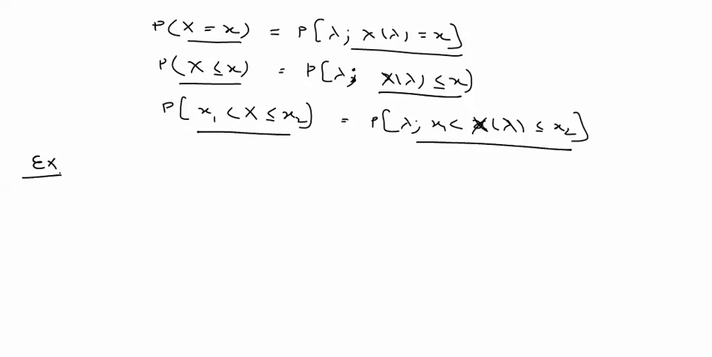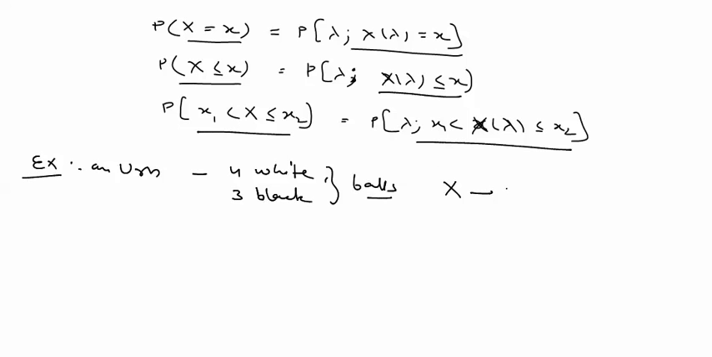Now take an example to make this further clear. I take an urn containing 4 white balls and 3 black balls. Two balls are drawn successively, with X denoting a random variable, the number of black balls.